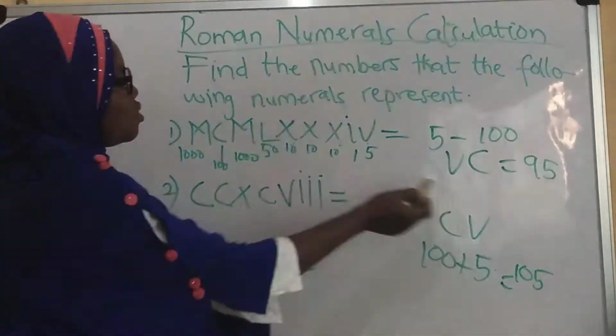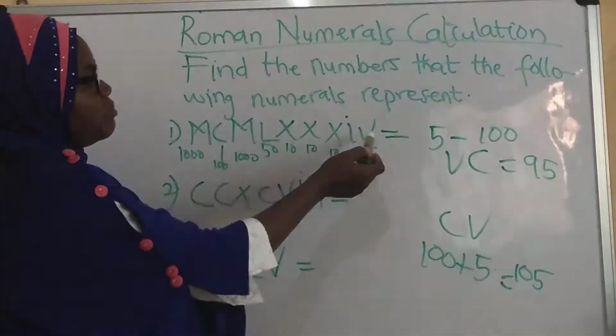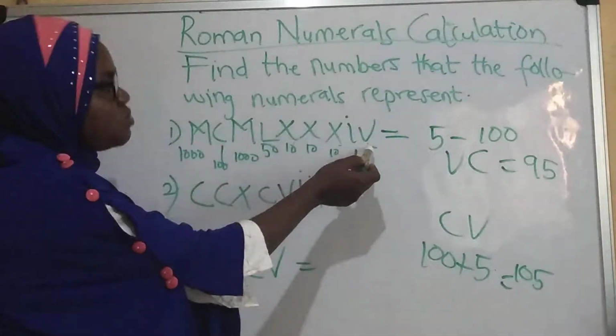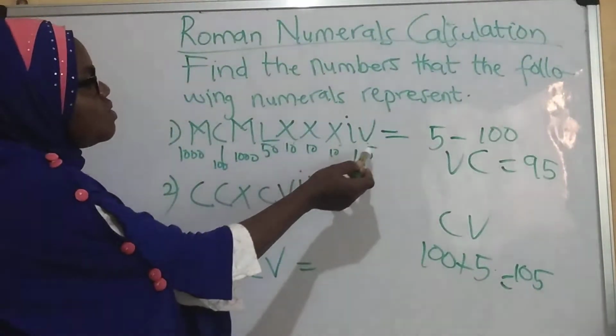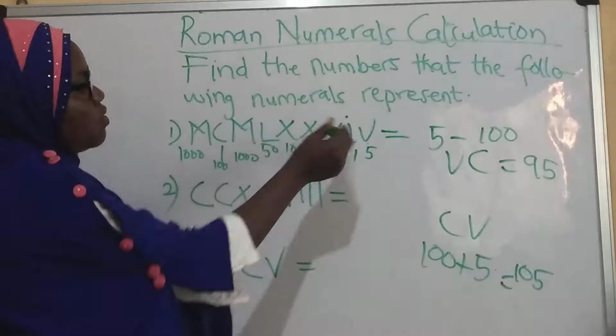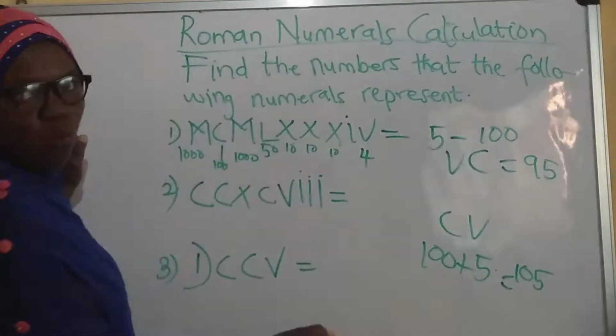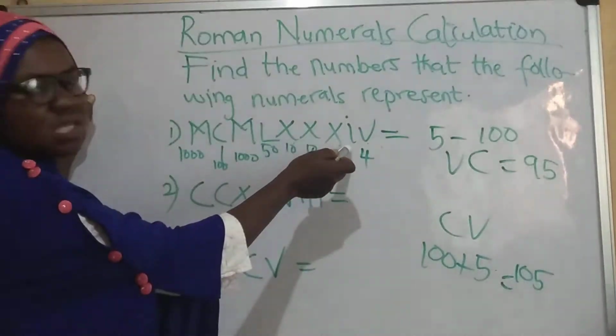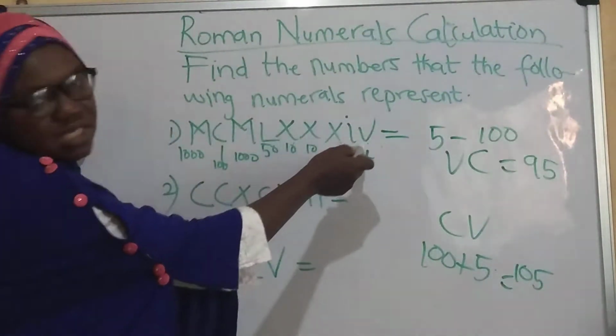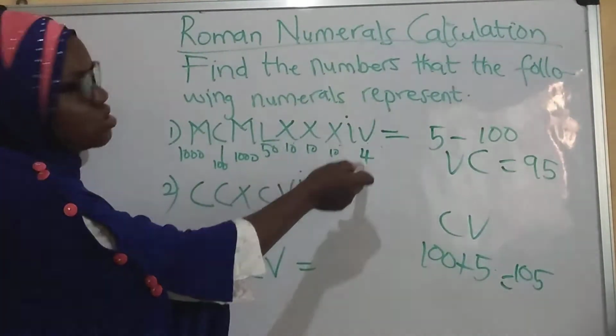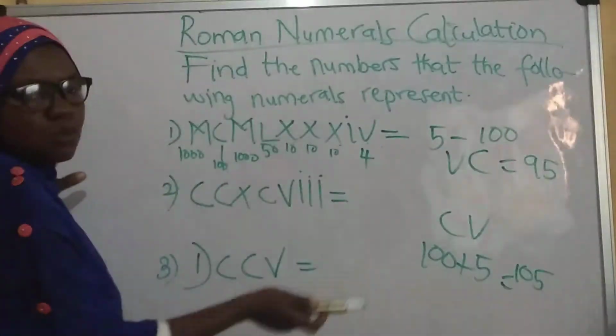If you have a smaller number first and a bigger number next, you have to subtract. In doing that, it means I will say 5 minus 1, which is 4. That means this IV is now equal to 4. Why? Because I have 1, a smaller number, and V, a larger number. So I have to subtract.